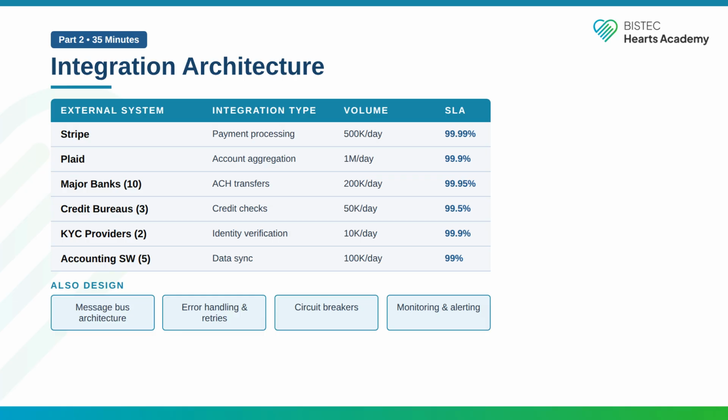Don't just draw arrows between boxes. Design the infrastructure. The message bus. How many topics? What's the partitioning strategy? What's the retention policy? Error handling. Classify errors as transient, meaning retry, or permanent, meaning send to a dead letter queue. Define retry policies per provider. Circuit breakers. What threshold opens the circuit? How long before half-open? And monitoring. What alerts fire when a provider is degraded?